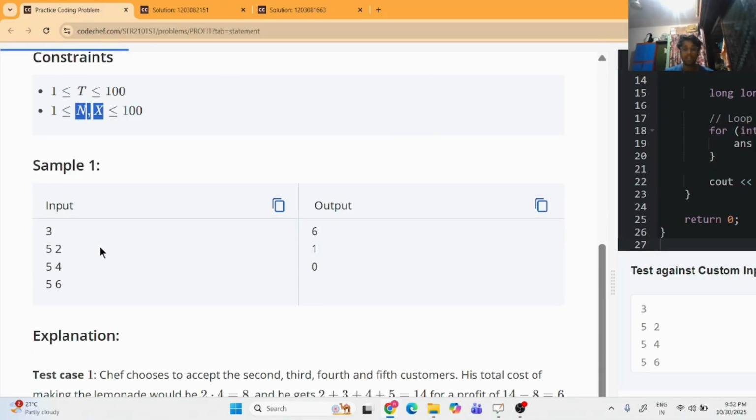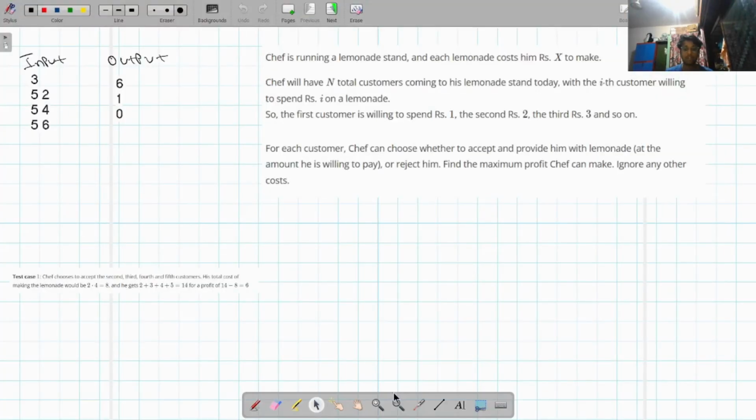So guys, now let's understand the sample test case in the question more precisely. This question is very much straightforward. It says that Chef is running a lemonade stand and each lemonade costs him some X rupees. There are in total N customers, with the ith customer willing to pay rupees i. So every customer's payment keeps on increasing by 1 rupee. The first customer will pay 1, the second will pay rupees 2, and so on. For each customer, Chef can choose whether he will accept that customer or not, and this way you have to find the maximum profit Chef can make.